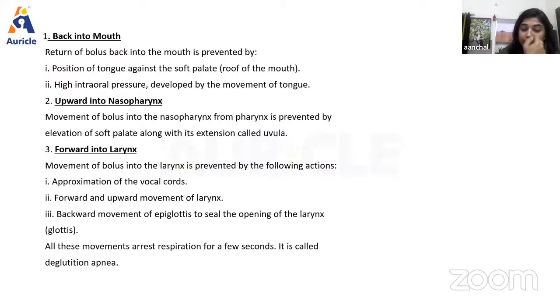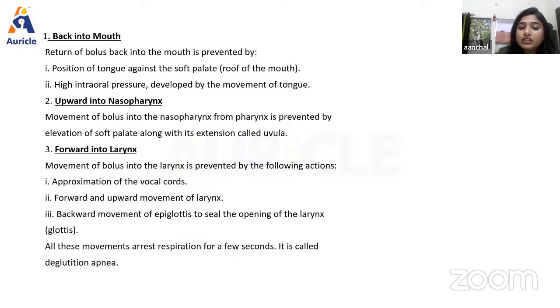Next, we have the nasopharynx. For the nasopharynx, we have a very important structure, which is formed by the extension or elevation of the soft palate, known as the uvula. This structure is responsible for preventing the entry of food into the nasopharynx. So movement of the bolus into the nasopharynx from the pharynx is prevented by elevation of the soft palate along with its extension known as the uvula.